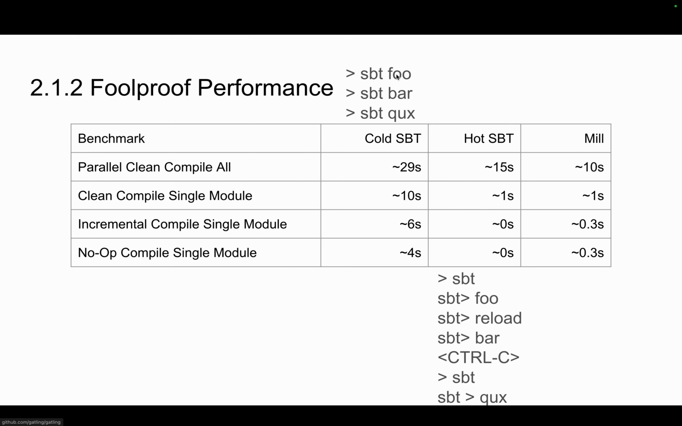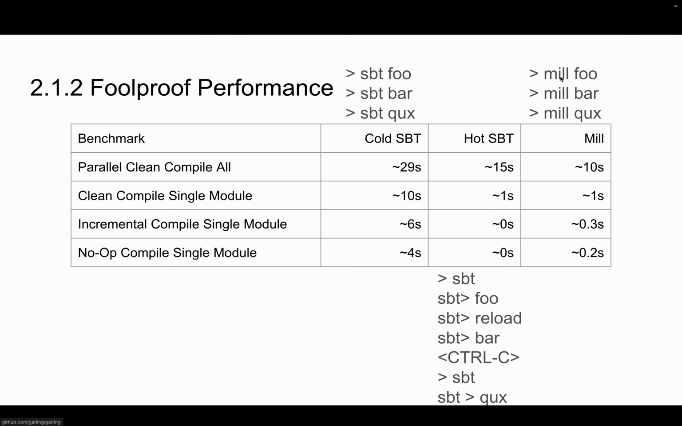And on the other side, with the obvious naive way of using SBT, you get poor performance. So Mill isn't that much faster than SBT if SBT is used ideally. You look at the numbers here: Mill's incremental compiles, no-op compiles, clean compile of a single module. Even the parallel clean compile is off by just a few seconds. It's not that much faster.